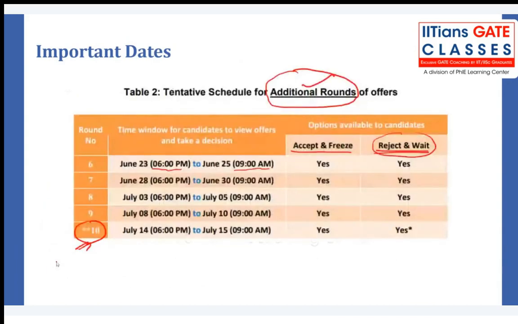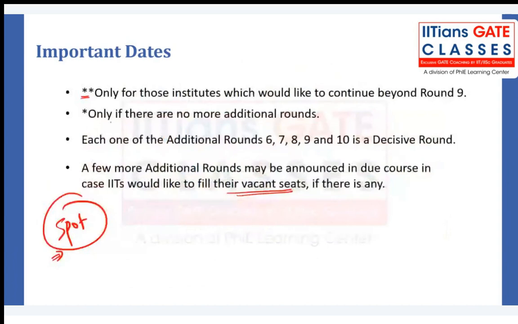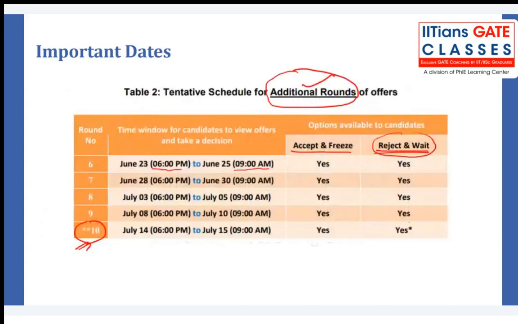So this is very, very important. And only if there is no additional rounds, right? So you have to either accept or reject, and then you will not get anything, okay? So in these additional rounds, keep in mind, you have to accept or reject, but I would suggest you accept it only, otherwise there might be some problem, right?